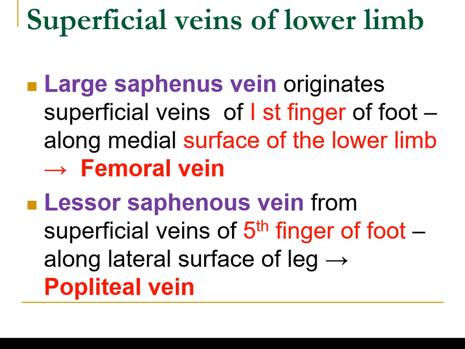Vena saphena parva originates from superficial veins of the fifth finger of the foot, along the lateral surface of the leg, and flows into the popliteal vein. This vena saphena magna is like the cephalic vein. Vena saphena parva, the lesser saphenous vein, is like the basilic vein of the upper limb.